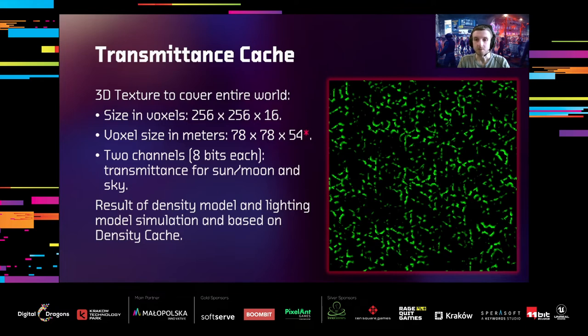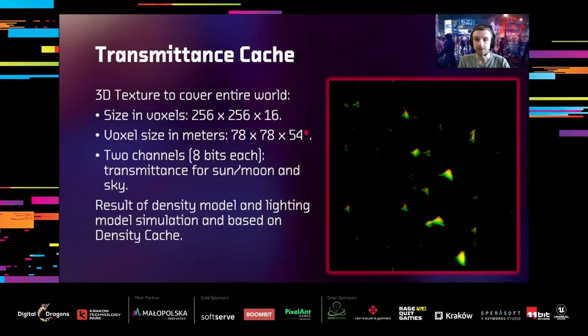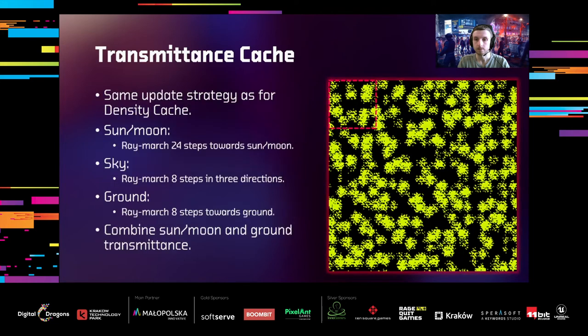Again, here you can see how the transmittance cache can look like at different height levels. To compute the transmittance values for the cache, we run a quick ray march for each light contributor. For the sun-moon transmittance computation, we run ray marching with 24 exponentially placed steps toward the sun. For the sky transmittance computation, we run 3 ray marches directed evenly in the upper hemisphere for 8 exponential steps each. And for the ground transmittance computation, we run ray marching with 8 exponential steps toward the ground. It's worth mentioning that the transmittance cache follows this exact same update strategy as the density cache.